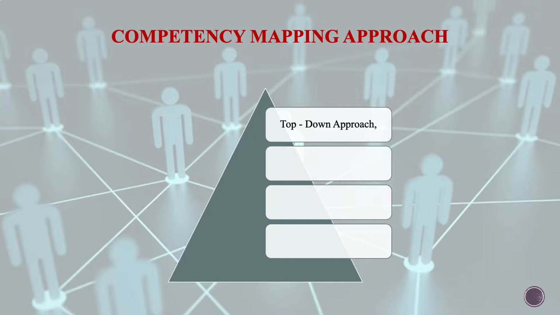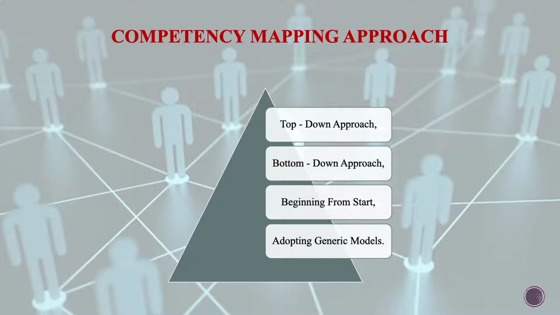The last approach is the adopting generic competency model approach. In this approach, an organization adopts a successful competency model that is developed and practiced in a related organization with suitable modification and validations. Thus, the 4 approaches include top-down, bottom-up, beginning from the scratch approach, and adopting generic competency models approach.